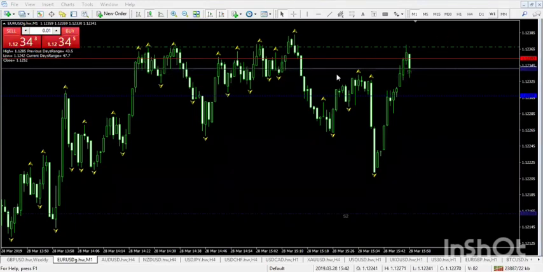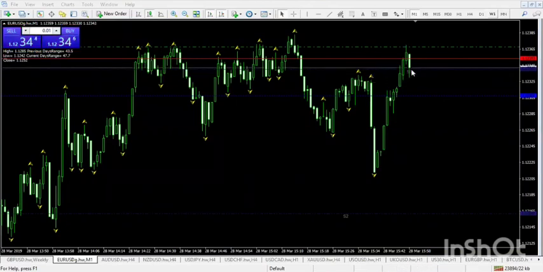Okay, you see, in this candlestick in here, we've had a reversal upon this area. And then it has gone up.